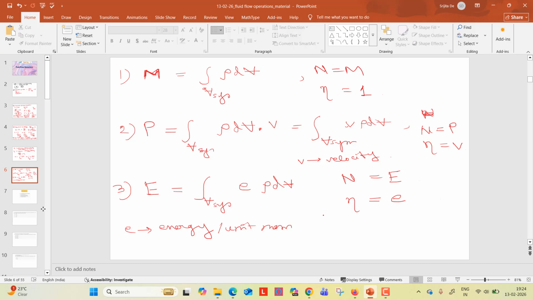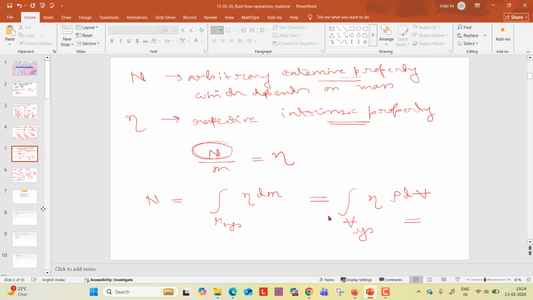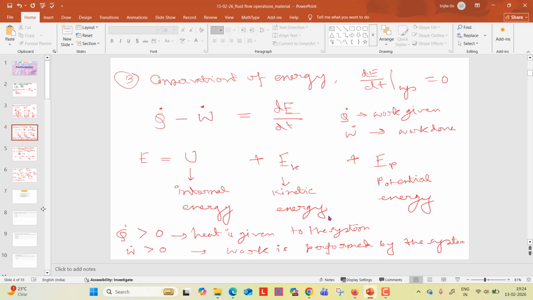So in the case of velocity also, if you remember, P is equal to mv. P is the extensive property, and for eta it will be divided by m. That means only V will be left, right? So V is this velocity, E is this energy term, right? And what is this E? In this case, E includes everything: internal energy, kinetic energy, and potential energy.